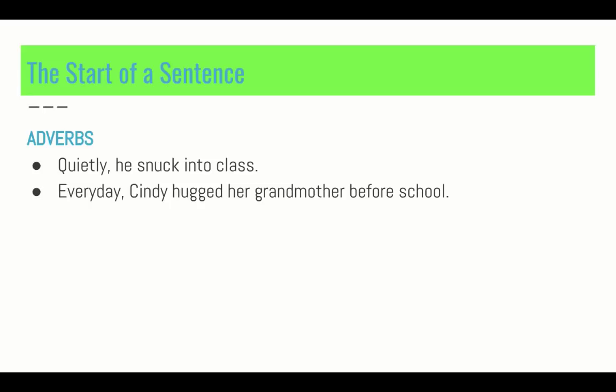An adverb modifies a verb or an adjective or another adverb. So you can see that instead of just saying he snuck into class and making it a simple basic sentence, you can add how did he sneak into class? Well, he snuck in quietly. And not only does it make it more descriptive, but it also makes the sentence start a different way, which adds variety, which is the whole goal. Note that there are commas after quietly and every day.